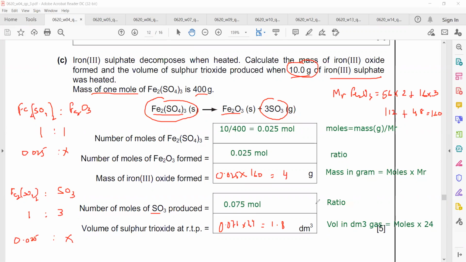Is it clear? Discussion related to moles and molar volume. So you will find a pattern here. Look what we did. First we used a formula, then ratio, then formula, then ratio, then formula. Is it clear to everyone?